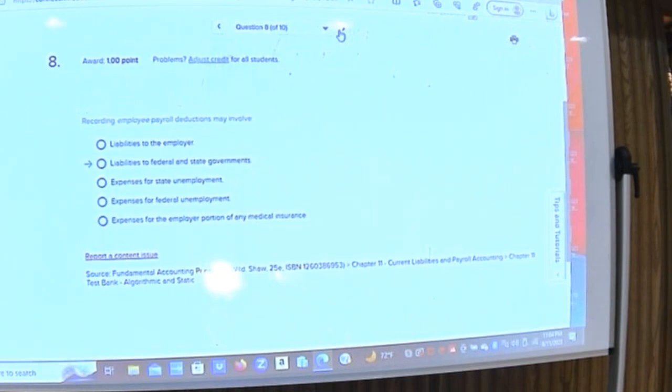Number 8. Okay, this is just a kind of a general question. Recording employee payroll deductions involves liabilities to federal and state governments. Okay, so if you have any state income taxes, you have to take care of that as well.